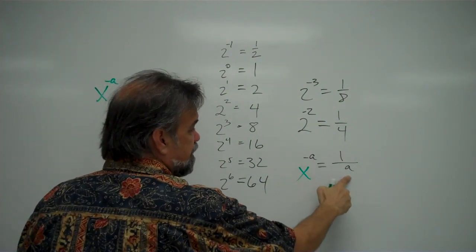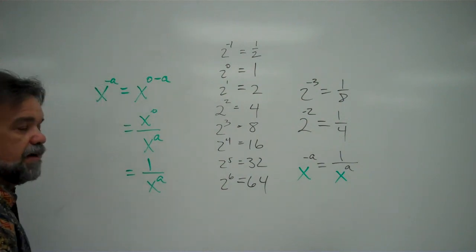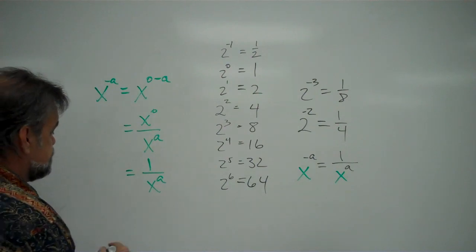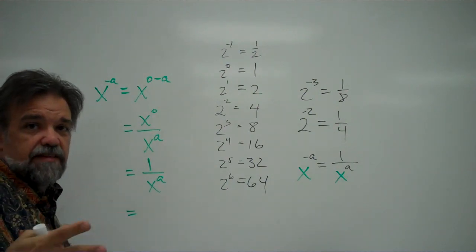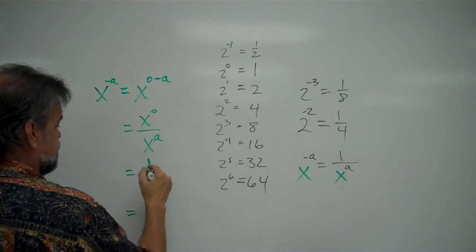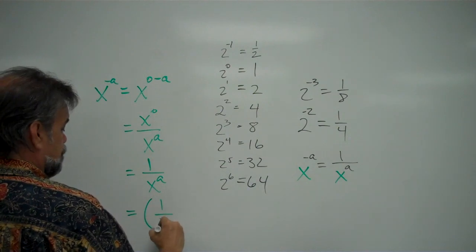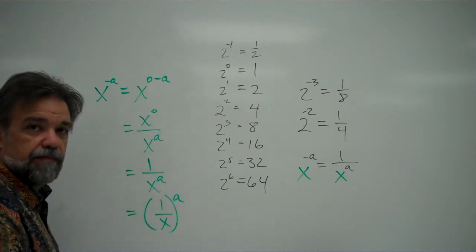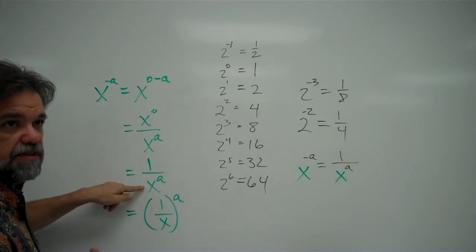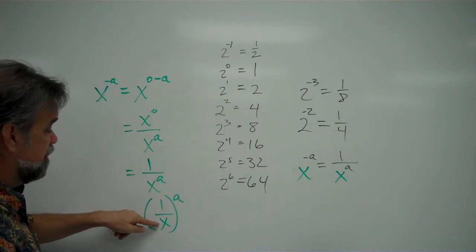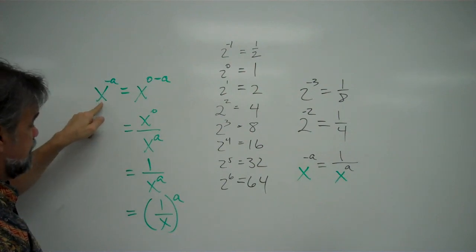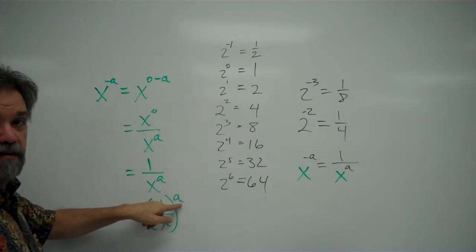Instead of saying 1 over 2 to the a, we're saying 1 over x to the a, and we got our next rule here. By the way, there's one thing I want to point out about this: remember, 1 to any power just equals 1. So that's kind of like saying I'm going to take 1 over x to the a power. 1 over x to the 7th is just like saying 1 over x multiplied out 7 times. So x to the negative a equals the reciprocal of x to the a.